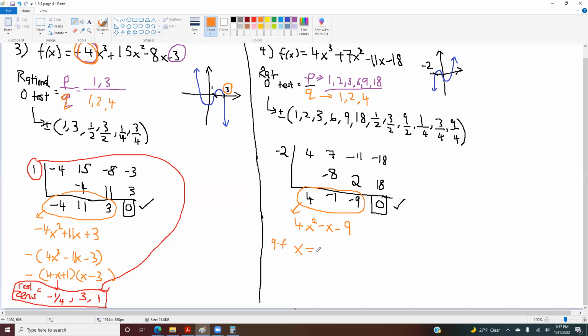Does anyone remember your quadratic formula? Negative b plus or minus the square root of b squared minus 4 times a times c, all over 2 times a. Yep, all over 2 times a. So class, again, this is important. So apply this here. I want everyone please to apply this quadratic into the quadratic formula to find your x.